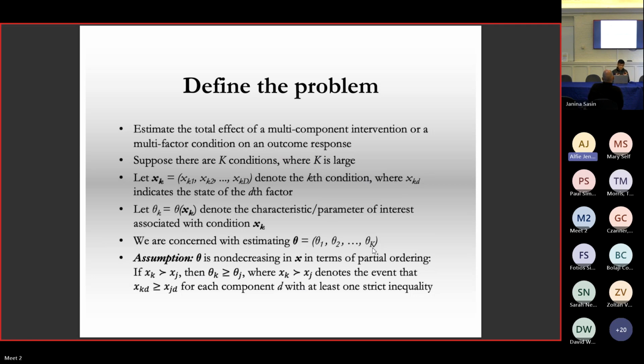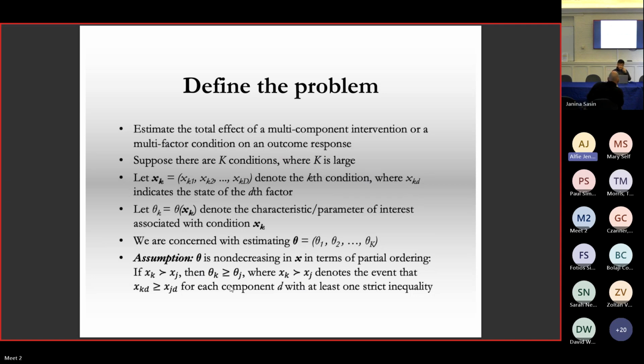So we want to estimate the response surface theta with as few assumptions as possible, other than that we want to assume the monotonicity, as I mentioned in the previous slide. And to be specific, this is an assumption, we don't touch it during the analysis, we just assume it. And the assumption is that theta is non-decreasing in X in terms of partial ordering, meaning that when the condition X_K is greater than the condition X_J, then theta_K will be no smaller than theta_J. So this is what we mean by partial ordering.